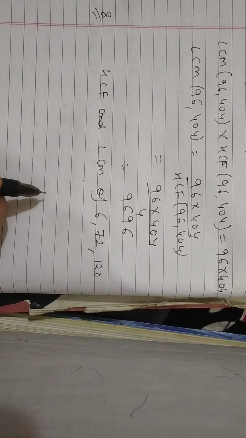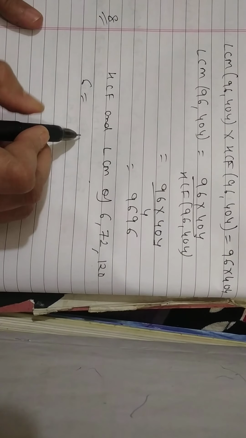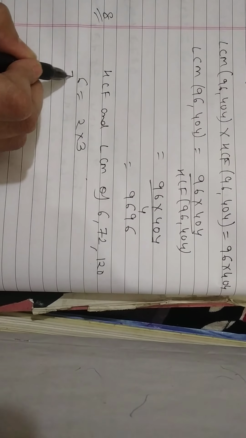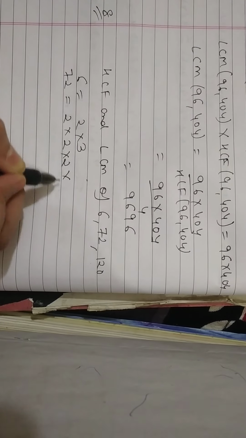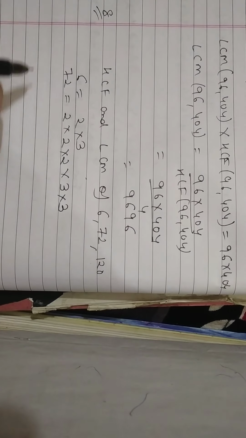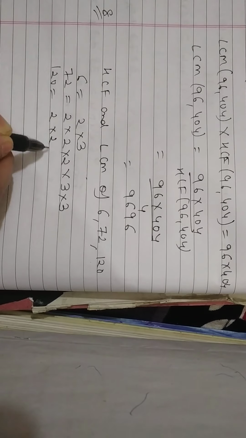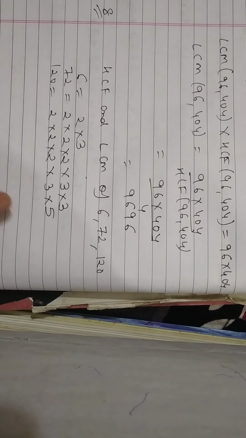So normally we'll find out all the factors. It should be prime factors. 6 is 2 into 3. Then 72 is 2 into 2 into 2 into 3 into 3. Third, 120 is 2 into 2 into 2 into 3 into 5.